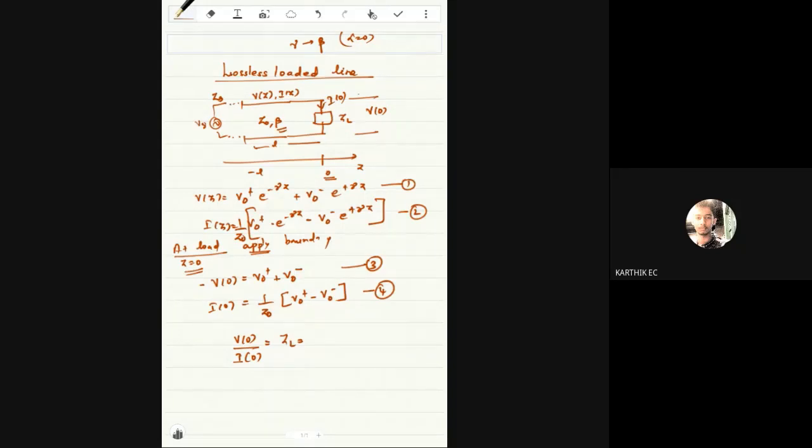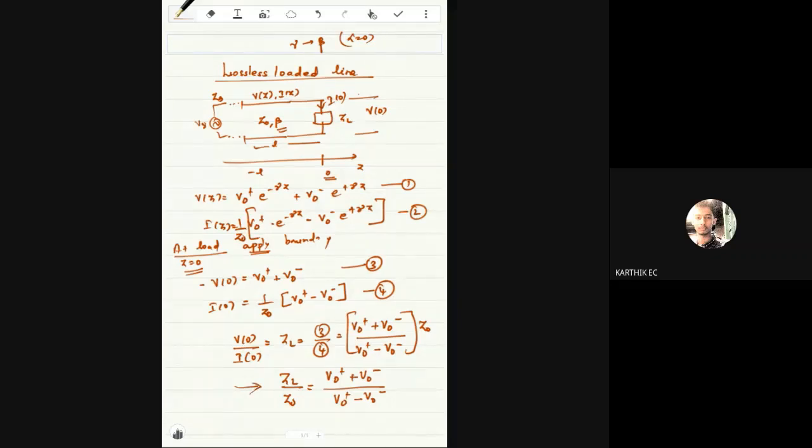So when I put z equal to 0, the first equation becomes V0 plus plus V0 minus. The second equation becomes 1 by Z0 times V0 plus minus V0 minus. When I divide this voltage and current at the load, I get the load impedance, equal to equation 3 by 4, that is V0 plus plus V0 minus over V0 plus minus V0 minus, times Z0. So I can write ZL by Z0 is nothing but V0 plus plus V0 minus over V0 plus minus V0 minus. What does this equation tell us?